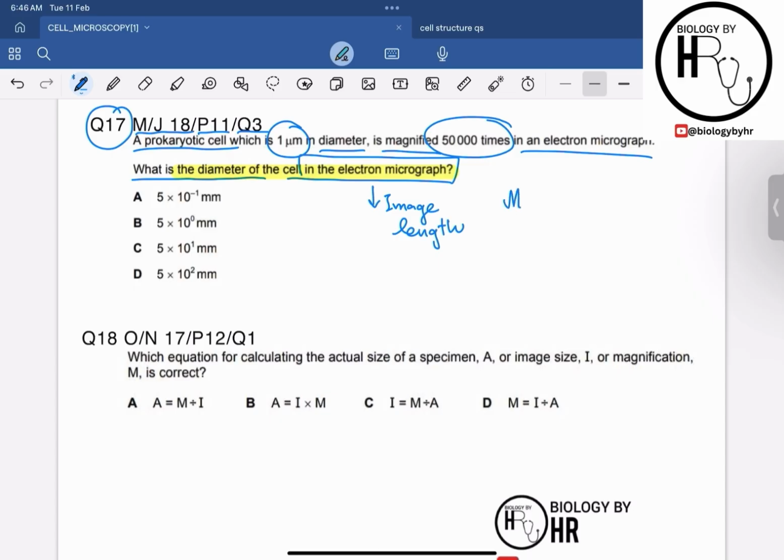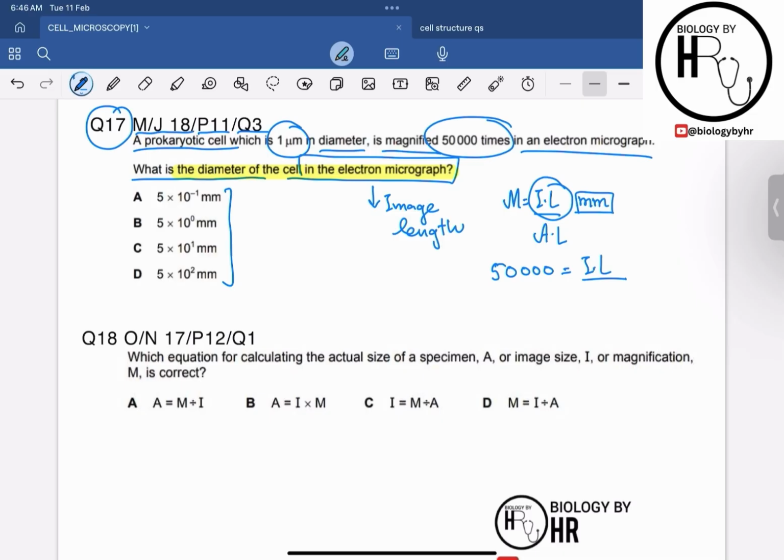And we know that the magnification is equal to the image length divided by the actual length. They have asked us to calculate the image length and they have given us all the units in millimeters. So we have to take note that we have to calculate the image length in millimeters. Magnification is 50,000, right? Is equal to the image length divided by actual length.